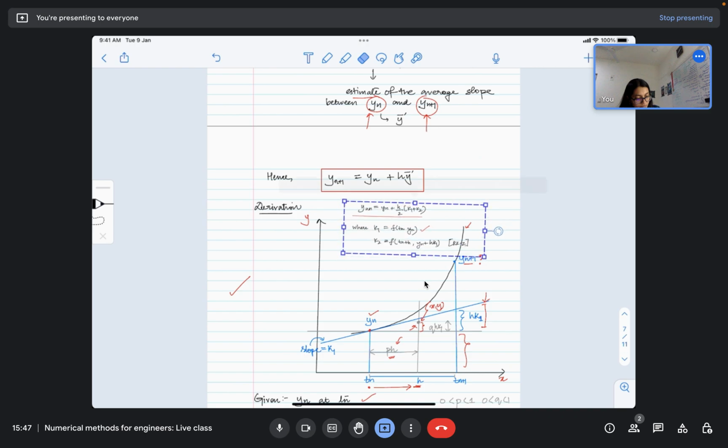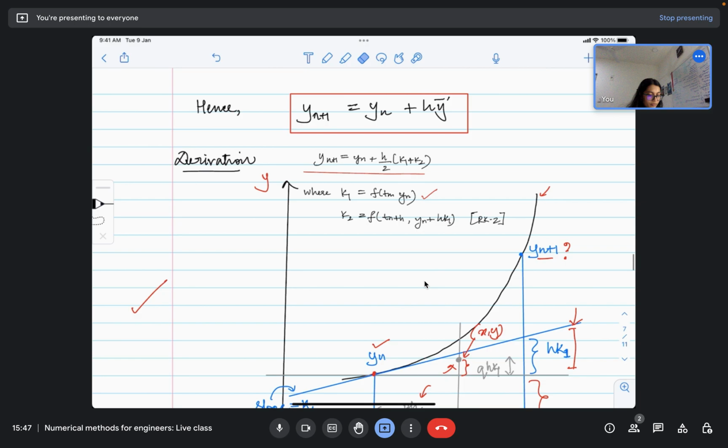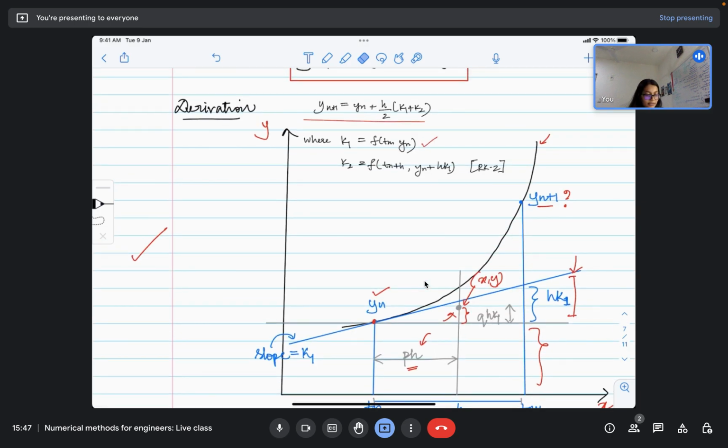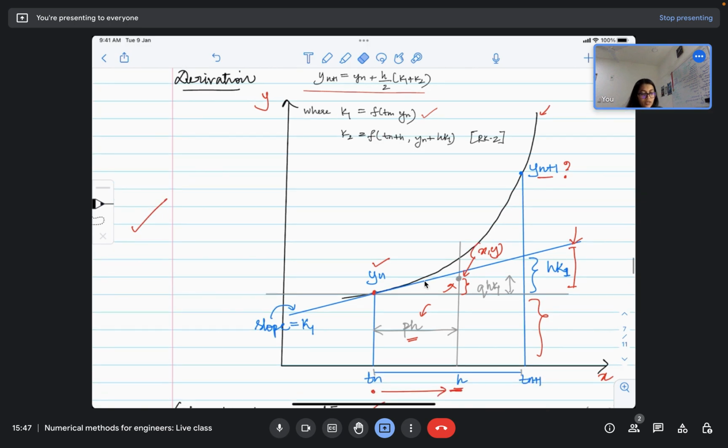Let's see if we can relate to how this expression can be understood in the graph. If you see here, you will understand that K1 was basically the slope at the point Tn and Yn. So it is the slope at this point, which is on the curve.